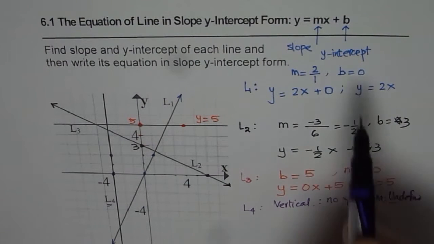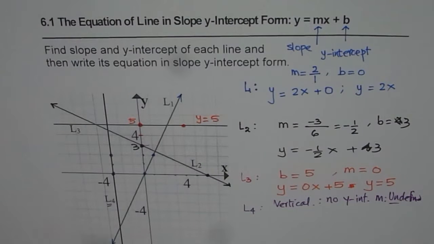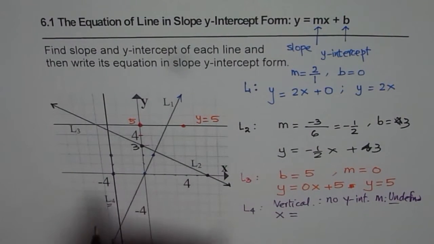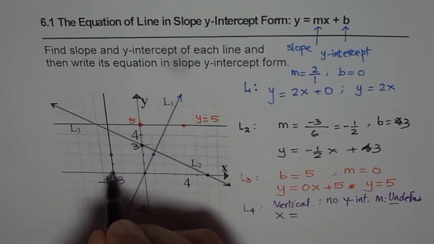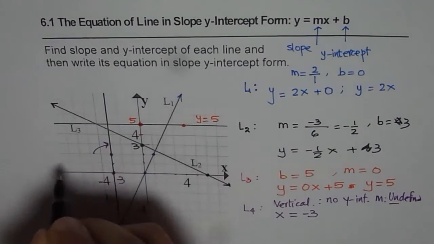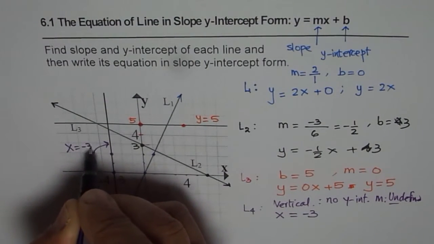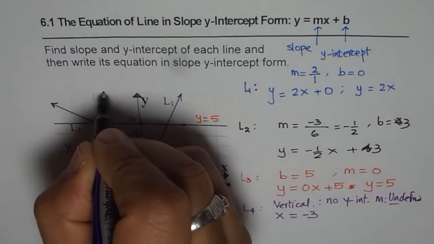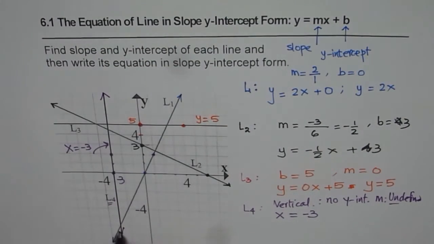So we cannot use this form of equation. For such lines, the equation is x equals the x-intercept, which in this case is minus 3. So x equals minus 3. Let me write here x equals minus 3, which is the x-intercept, is the equation for a vertical line. Okay, so that is how we write the equation of a vertical line.